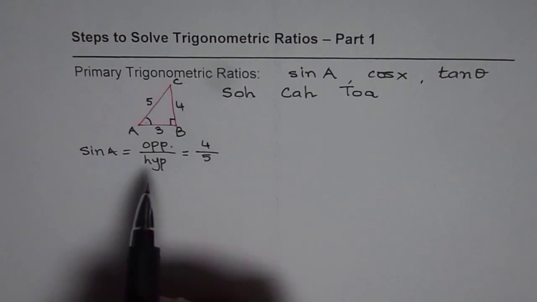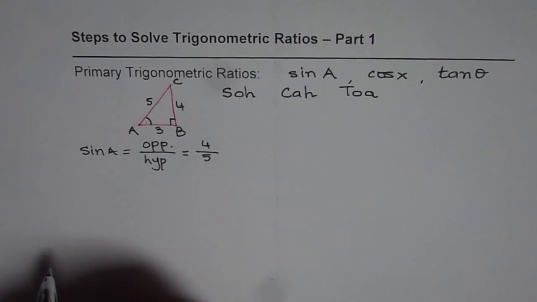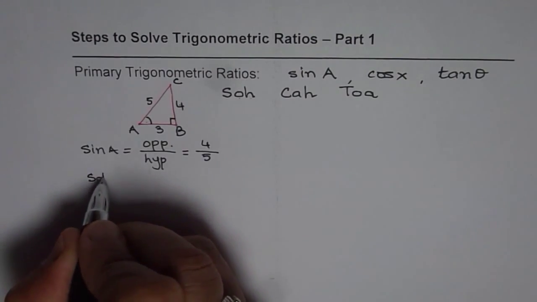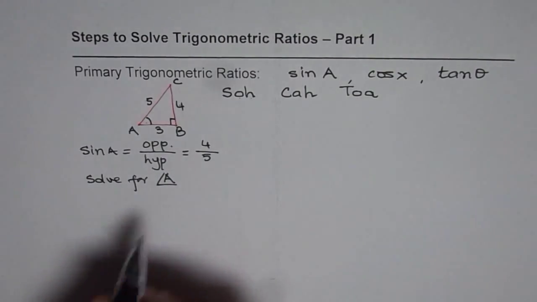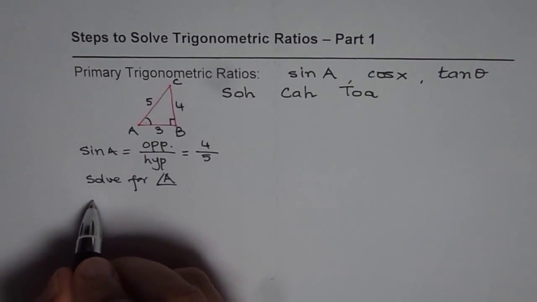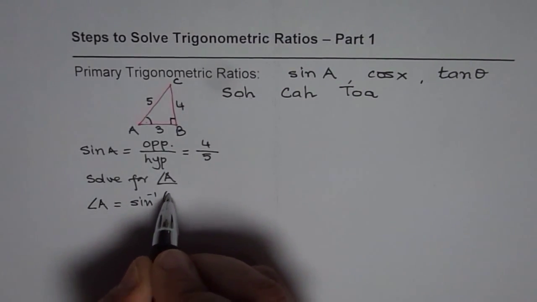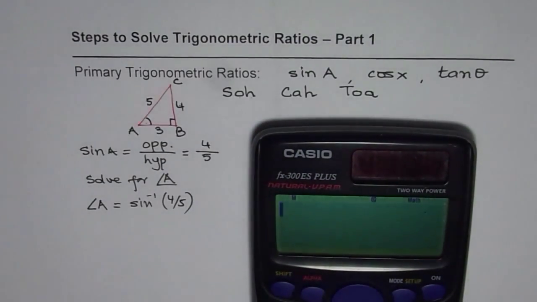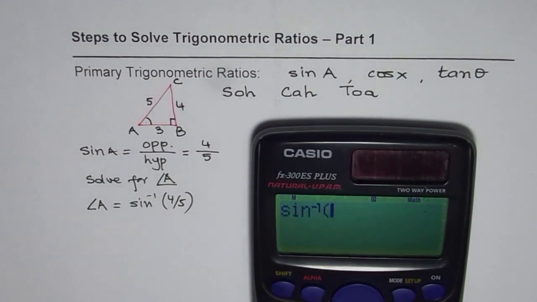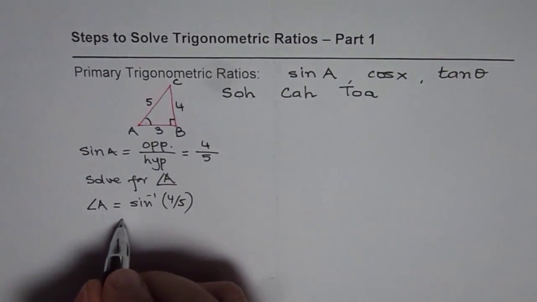At times we will extend this a bit more, and that is to find angle A. Sometimes we'll have a question, solve for A. That means you need to find the measurement of angle A. In that case, angle A equals sine inverse of 4 over 5. For that you can always use your calculator: second function, shift sine inverse, within brackets 4 divided by 5, bracket close, equals 53.130.